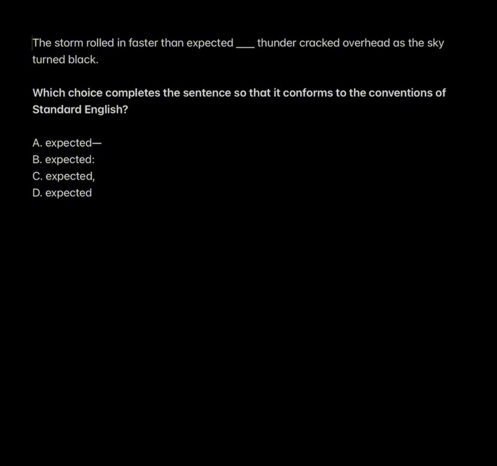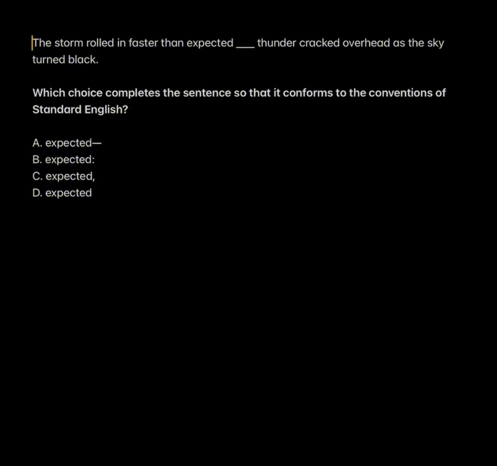C, expected with a comma, is incorrect because we actually have two separate independent clauses here. So if we just put a comma, we create a comma splice, which is grammatically incorrect. When we put punctuation with a comma in this type of sentence, we would also need a coordinating conjunction, and we don't have that here. So that's why C is incorrect. D, expected, is also incorrect because we have two independent clauses, and therefore we always need some form of punctuation to link these two independent clauses together.